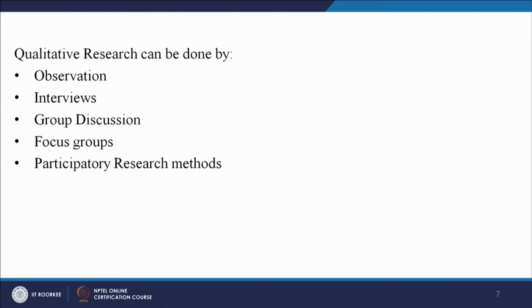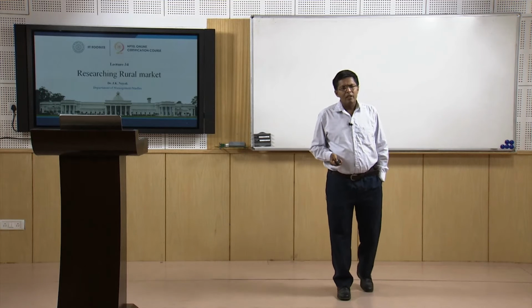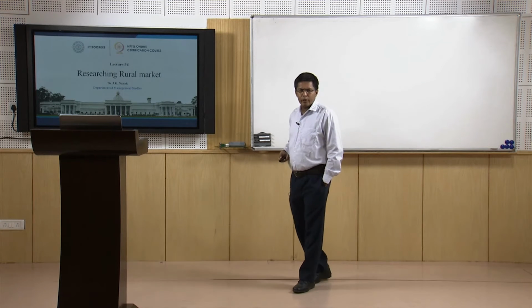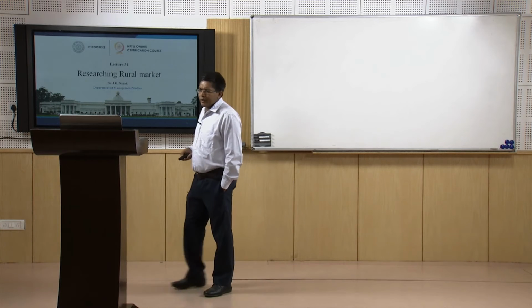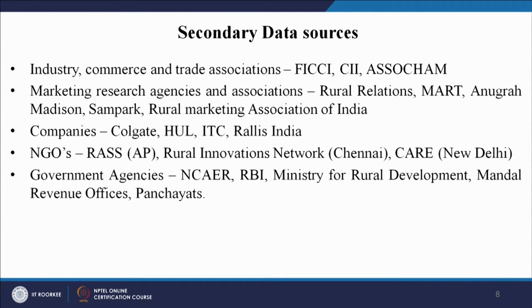So participatory research methods are also very popular, we will see, okay. Some of the secondary data sources. Secondary data sources are equally important, because all the while you cannot go into a primary study. So if there is some data already available, then why not avail it, right. So there are some industry associations, for example the trade associations like FICCI, right, CII, Confederation of Indian Industries, Assocham, market research agencies like MART, Sampark, Rural Marketing Association of India.